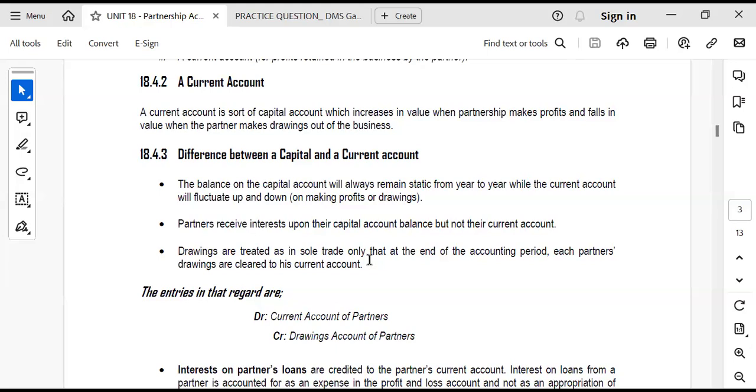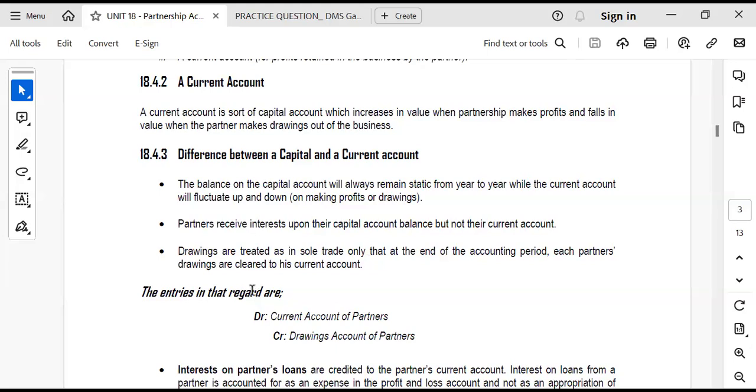So we clear drawings to each individual's account so that we avoid situations of people coming to withdraw almost all their capital or even their friend's capital. You find someone wanting to withdraw 150,000, yet they only contributed 100,000 to the business. That is just theft. It doesn't make sense, and it's not right.